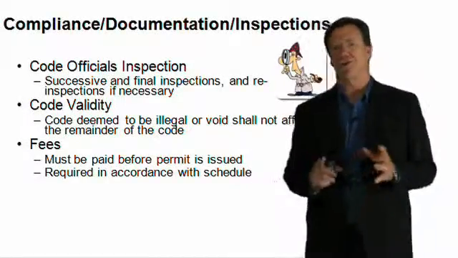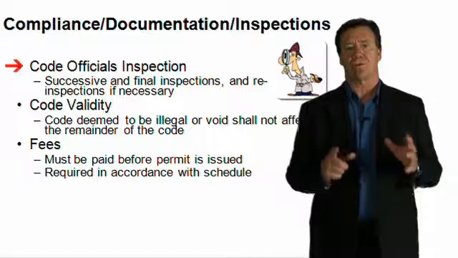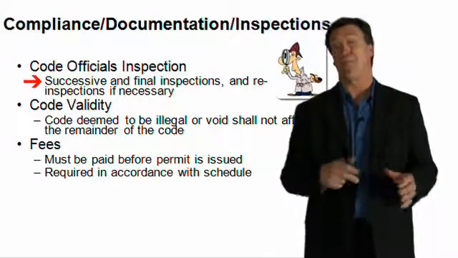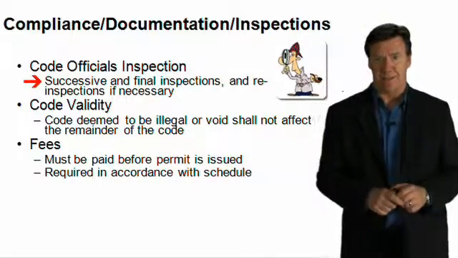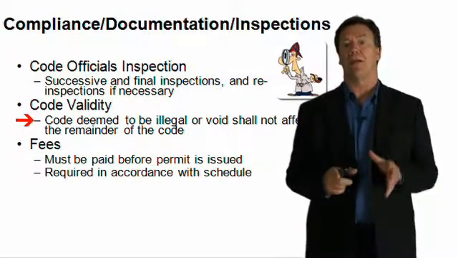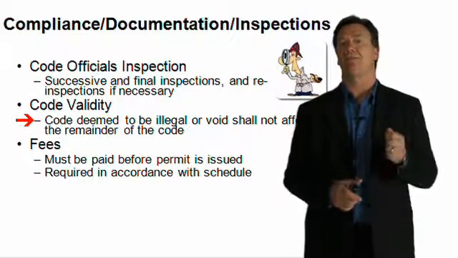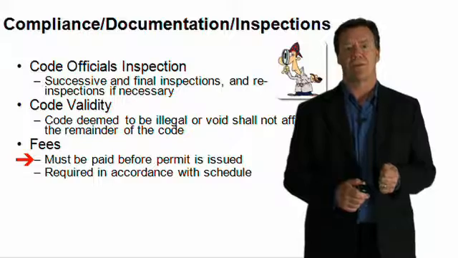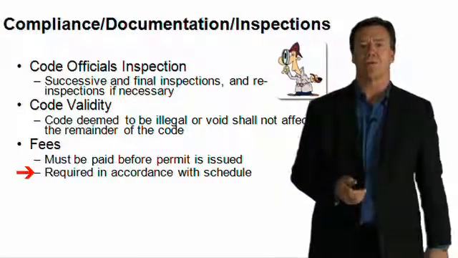Compliance documentation and inspections: code officials' inspections are definitely successive. They're final inspections and may even need re-inspection if necessary. And the code is valid. Code deemed to be illegal or void shall not affect the remainder of the code. And finally, fees must be paid before the permit is issued and required in accordance with the schedule.